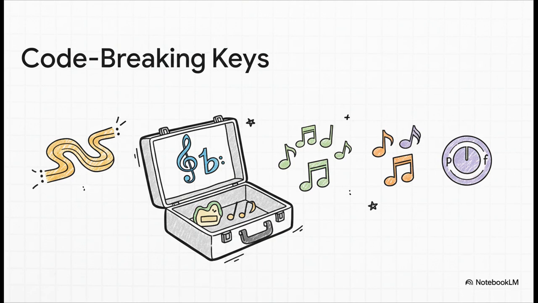So let's do a quick recap of our new code-breaking toolkit. First, we've got the stave. That's our 5-line map. Then we've got the clefs, which tell us if the notes are high or low. We've got the notes themselves telling us what to play and for how long. We've got the rests, which tell us when to be silent. And finally, all those little symbols that act like our volume knob. You officially have all the keys.